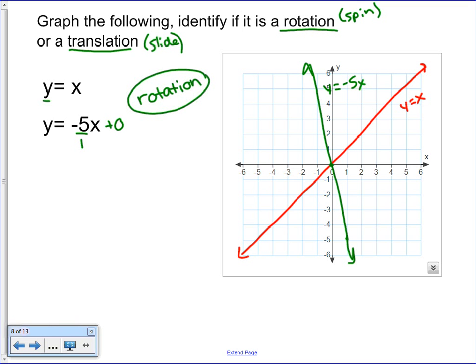You can actually look at the equations and determine if it is a rotation or a translation. Notice how in this one, the only difference in the two equations is the slope. This one has a slope of 1, this one has a slope of negative 5. So that causes my parent function to rotate like that.